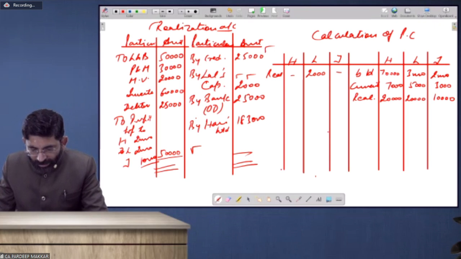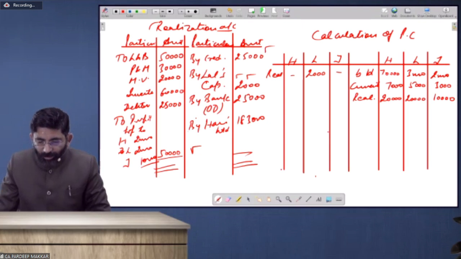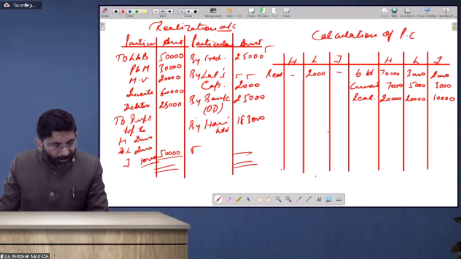Sir, purchase consideration is not transferred to realization. Now transfer. 258,000, 208,000. Good, very good. Students are doing it very good. You have to increase your speed, nothing else.